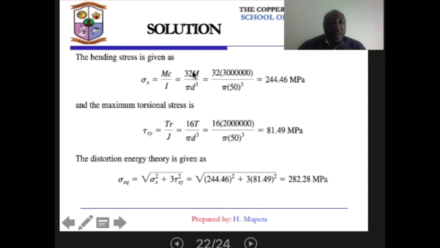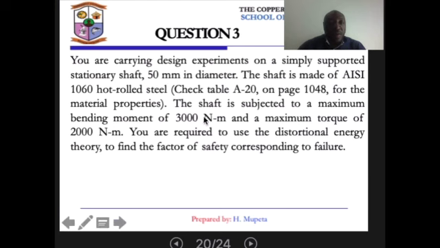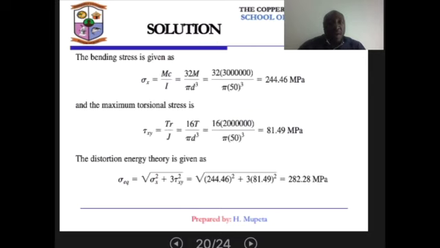So for the bending stress, we know that it will be given by 32 multiplied by the moment divided by pi d to the power 3, where d is the diameter of the shaft. And so you're going to get your 32 multiplied by the moment, and from the question, the bending moment was 3,000 Newton meter. Since the shaft diameter is in millimeters, we're going to convert this into Newton millimeter, and we're going to get about 3 million Newton millimeter multiplied by 32 divided by pi multiplied by 50 to the power 3, and we're going to get the answer as 244.46 megapascal.